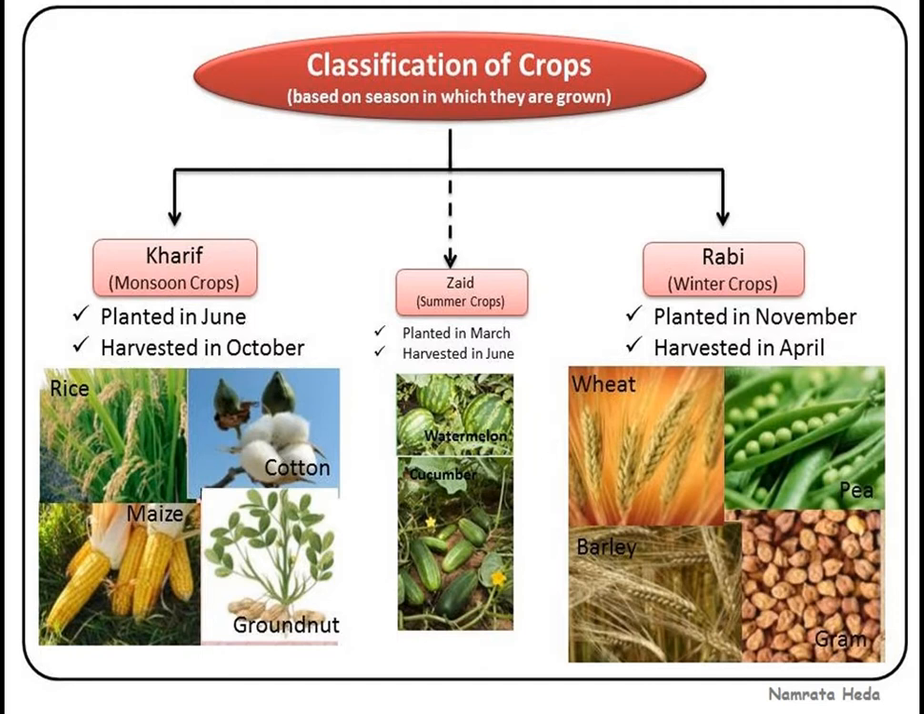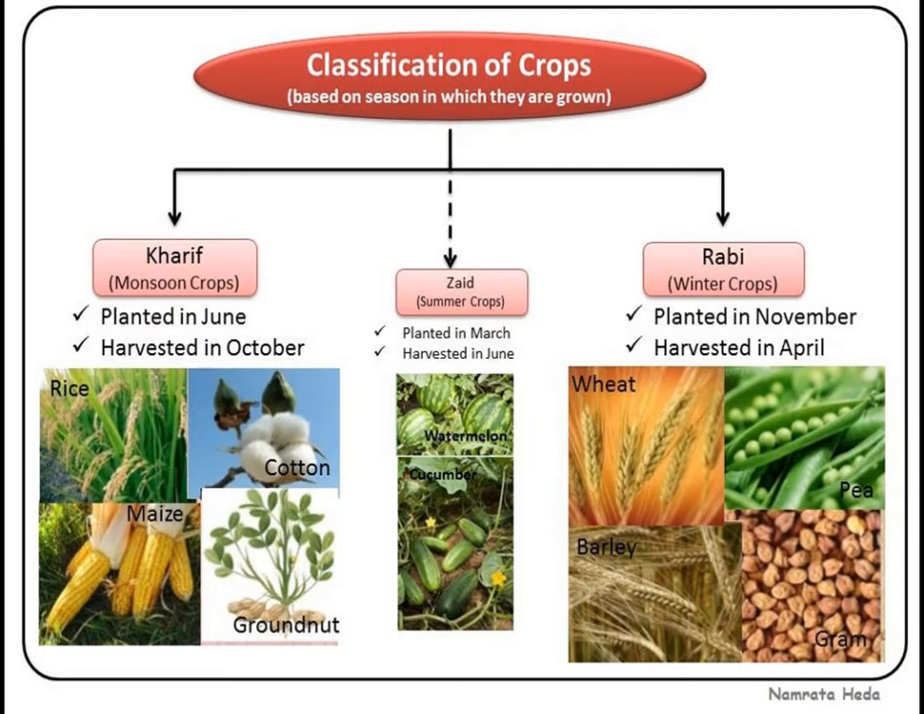So here you are observing Kharif planted in June, harvested in the month of October. Then Rabi planted in November and harvested in April. Then Zaid crops planted in the month of March, harvested in June. So here I am reading once more so that you can understand very clearly. Rabi crops, winter season, beginning from October to December and harvested in April and June, right?